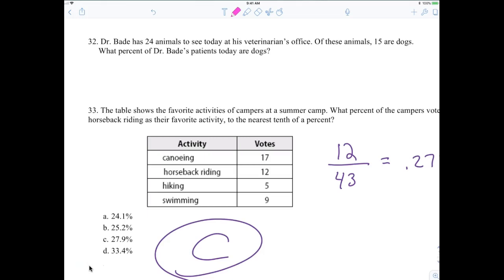Hanson, what do we got for 32? Dr. Dave has 24 animals to see today in the veterinarian's office. And these animals for $200. So what you said? Oh my god. So you gotta do, oh.